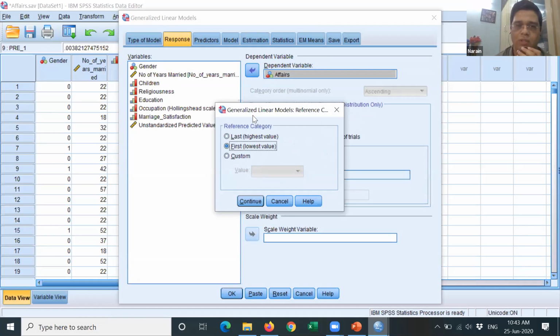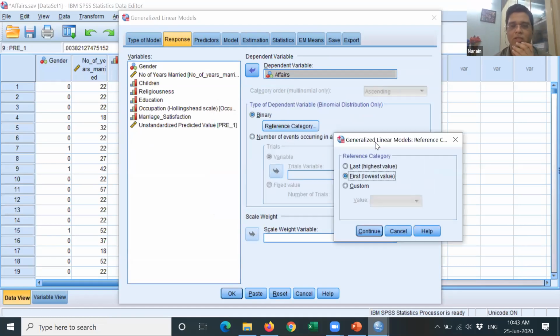What I'm trying to say in this case is, if my benchmark is a person who is not having an affair, that's my benchmark. So what are the factors which make a person who is not having an affair indulge in an affair?